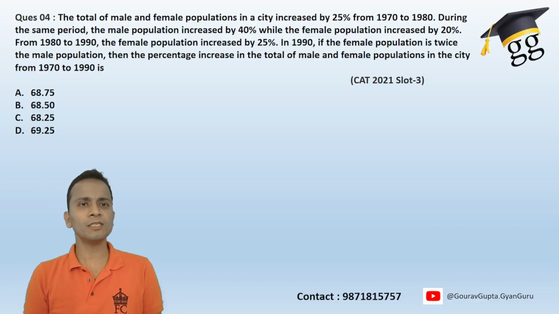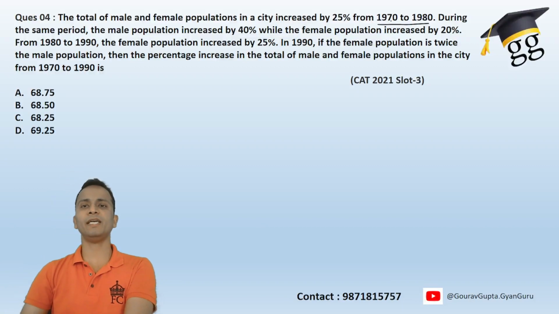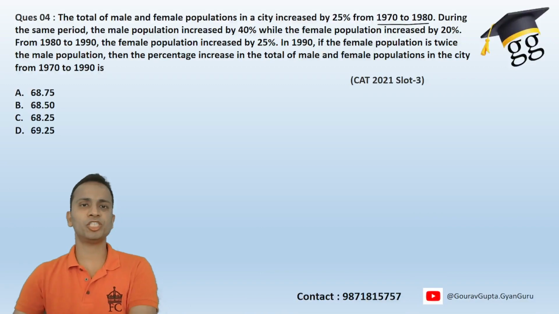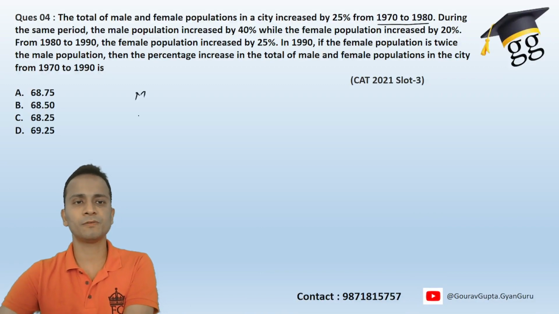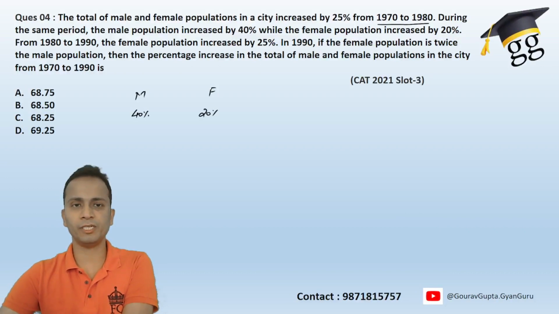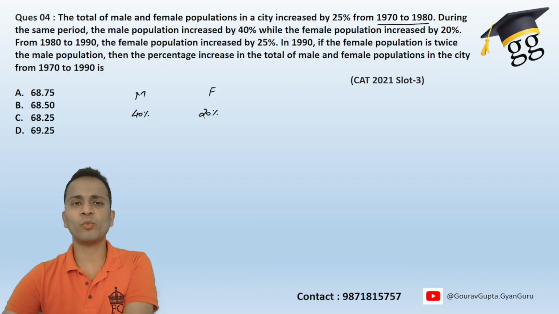All right. The total male and female populations in the city increased by 25% from year 1970 to 1980. I try to write as little as possible. So male and female total population increased by 25%. During the same period, male population increased by 40% and female population increased by 20%.